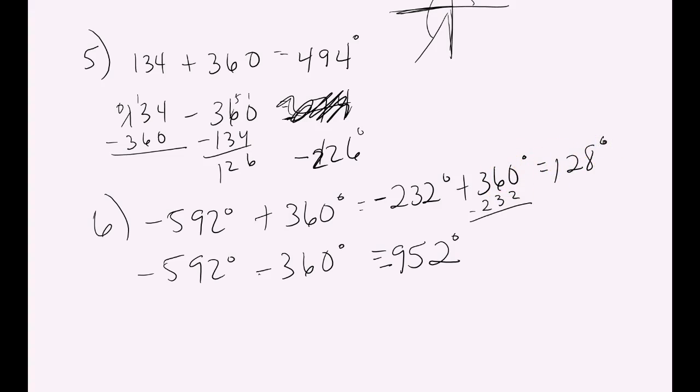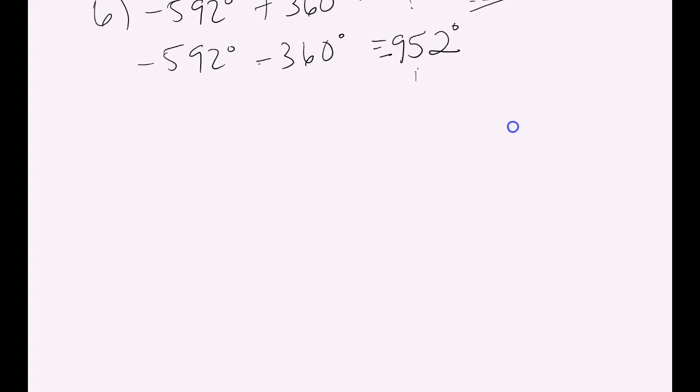So positive 128 degrees could be the answer, and then either one of these would work as your second answer. Kind of tricky. Don't know if y'all realized that or got that. The next one is negative 25 pi over 12. We're going to add and subtract 2 pi.